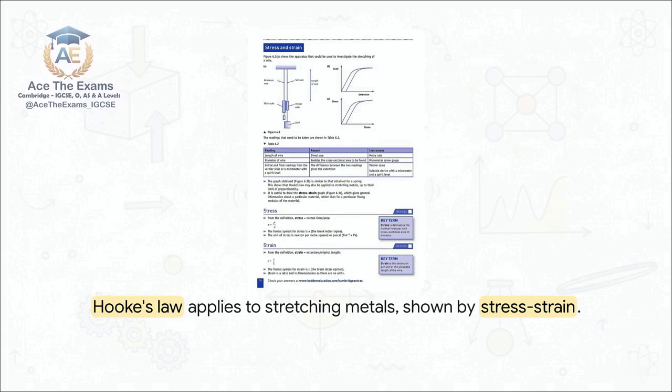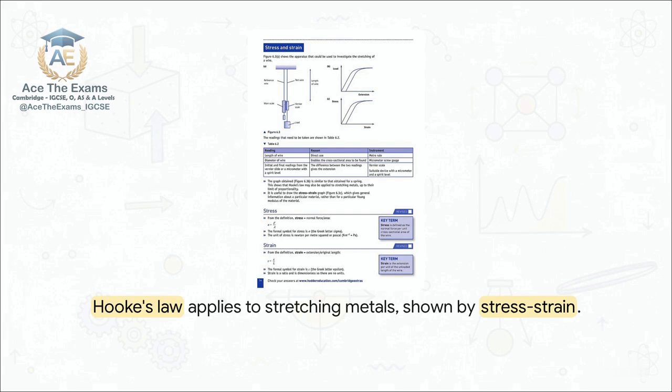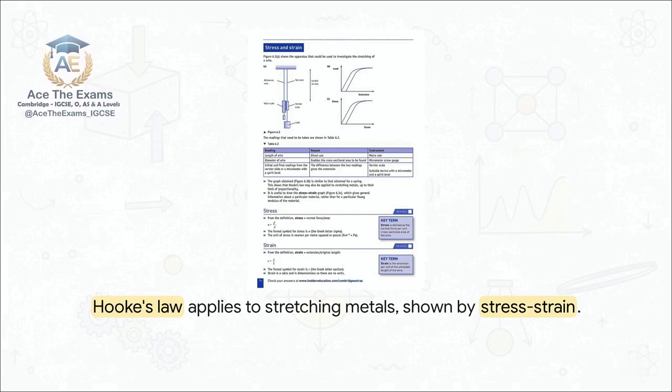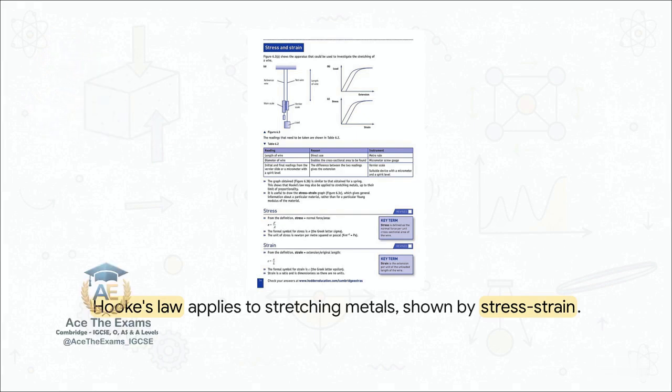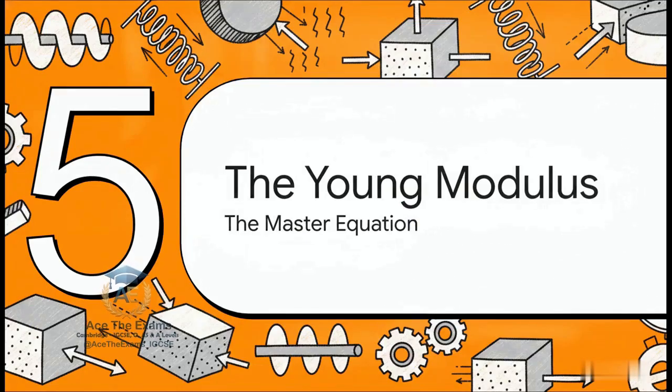Look at that straight line. This is amazing because it proves that Hooke's law universally applies to stretching solid metals too. The true beauty of this stress-strain graph is that it gives us general, universal information about the material itself, regardless of how thick or long the specific wire you're testing happens to be. Which brings us to the grand finale, Section 5, the Young modulus.